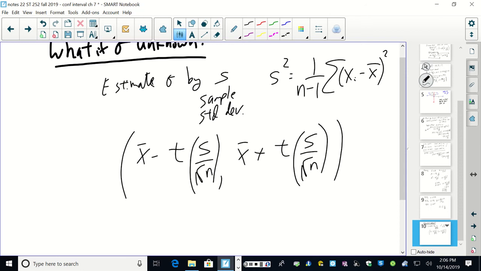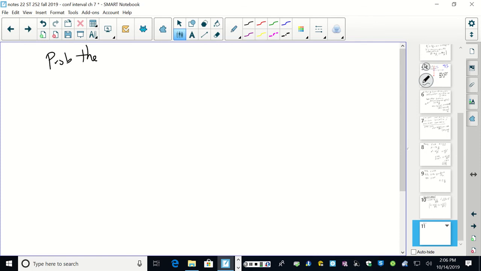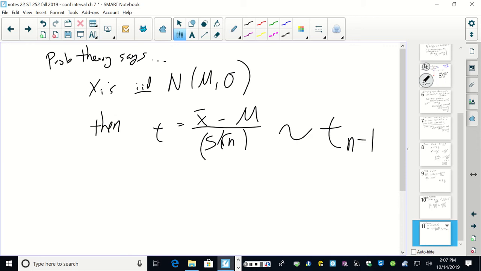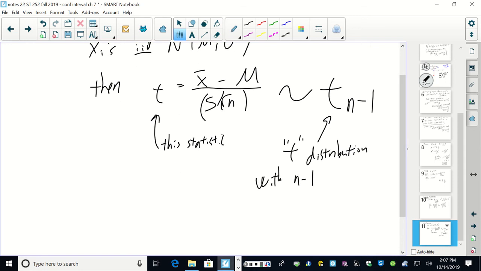So there's the probability theory that if the xi's are normal and independent, probability theory says we have the xi's, if they're IID normal, centered at some mean and some standard deviation, then if you take x bar minus its mean and divide by s over the square root of n, this statistic is distributed as a t distribution with n minus 1 what's called degrees of freedom.